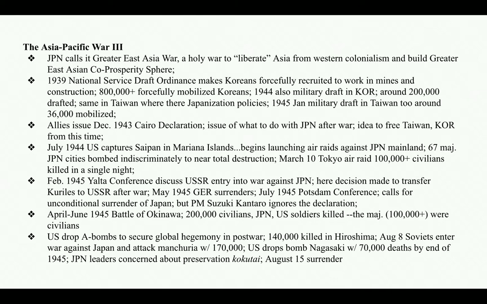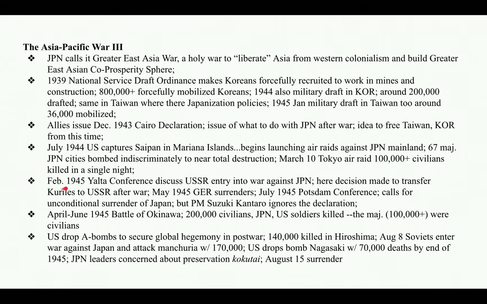In July 1944, the U.S. captured Saipan and the Mariana Islands, and it began launching air raids from the Mariana Islands against the Japanese mainland. Eventually, 67 major Japanese cities were bombed indiscriminately to near total destruction. So men, women, children, elderly, all made targets of U.S. bombs. On March 10th, over 300 U.S. B-29 bombers for 2 hours bombed Tokyo, killing over 100,000 civilians in a single night.